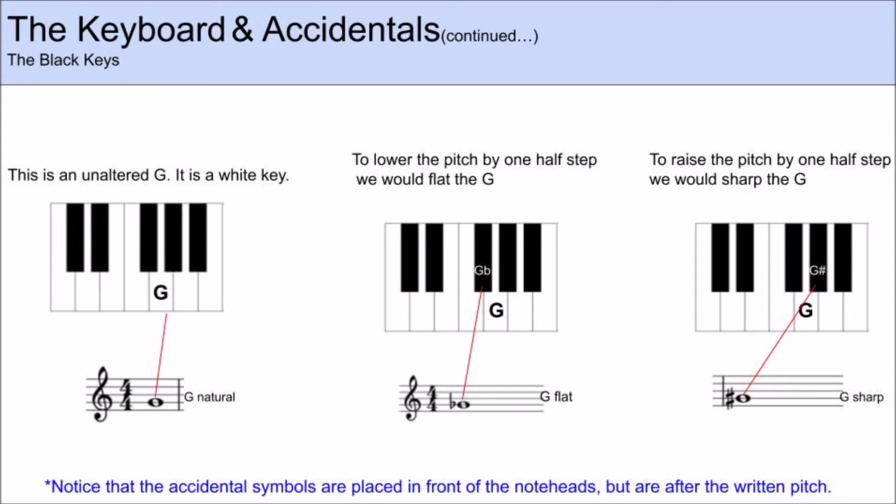Notice that the symbols are placed before the note head when they are on the staff, but if you write out the pitch, or if you speak about the pitch, this accidental comes after it. So in the middle, you can see the flat sign comes before the note head for G. But when discussing it, I refer to that as G flat, or G sharp, or G natural. And it's the same when you write it.